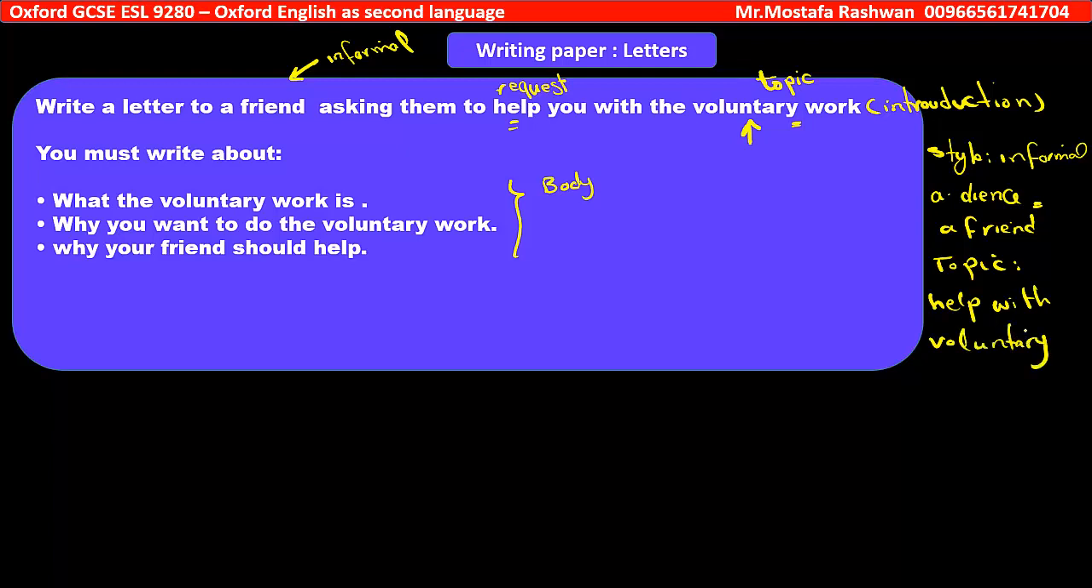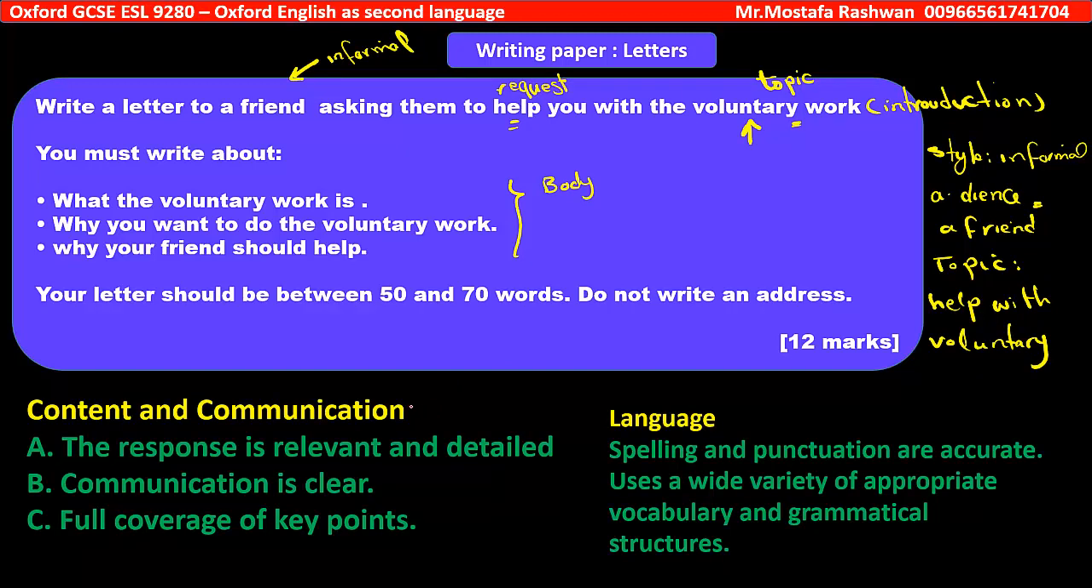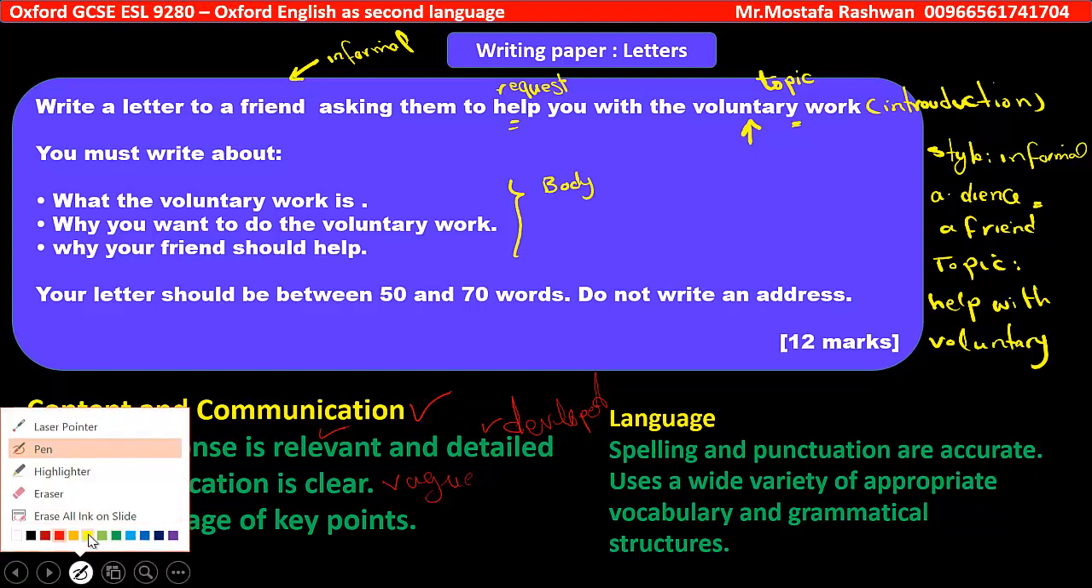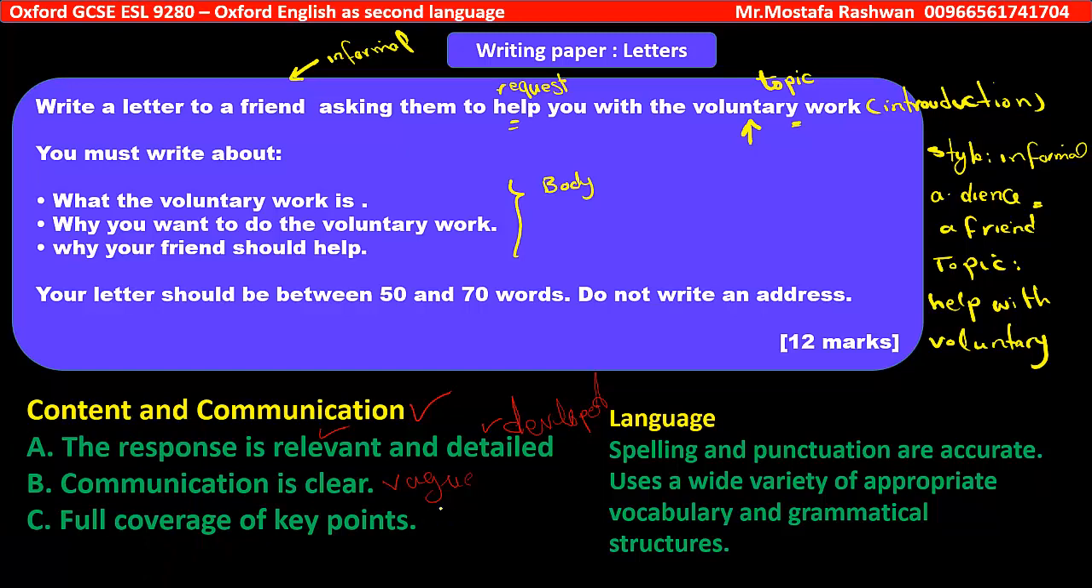Pay attention to that. Reminder, your piece of writing is assessed based on content and communication, which means the response is relevant and detailed. Very important: to be relevant and a really detailed and developed piece of writing. And communication is clear, there are no vague ideas and no delay in communication. Also, full coverage of the key points. You must cover the 3 bullet points equally.